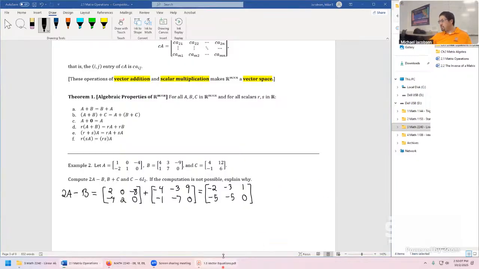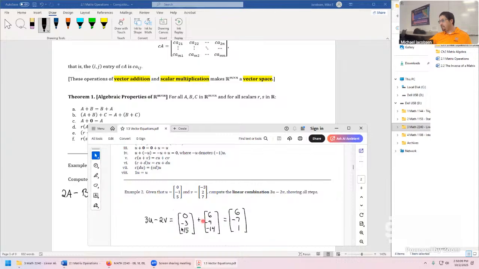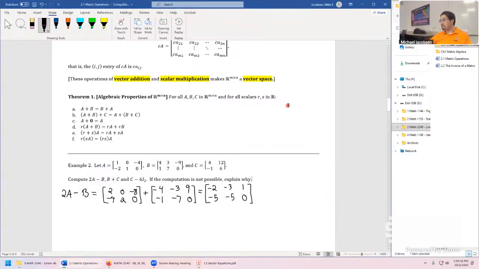Well, this was essentially just a redo of the problem when we did 3u minus 2v. Algebraically, it's the same exact process. That's kind of cool in a way. But they just look different now written as matrices.